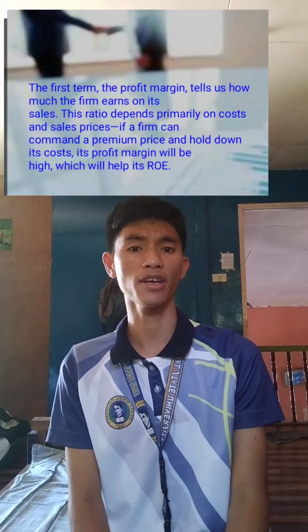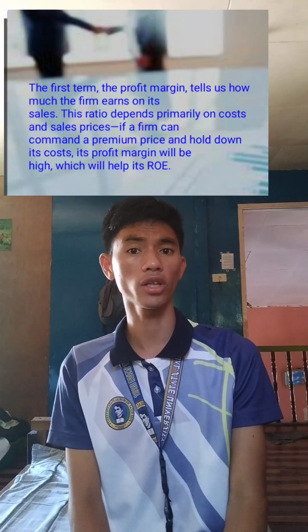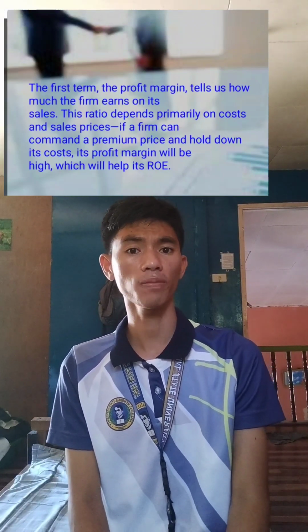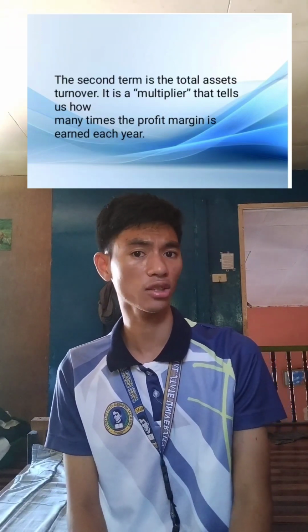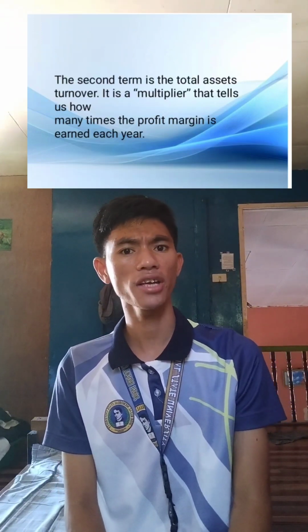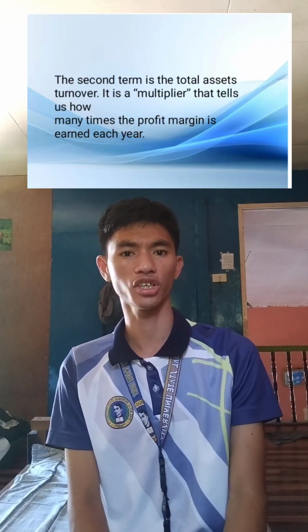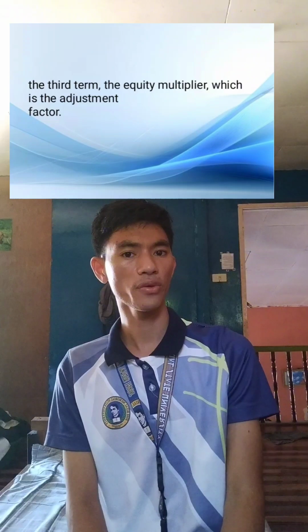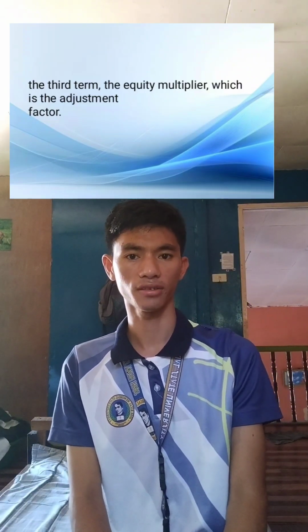If a firm can command a premium price and hold down its costs, its profit margin will be high, which will help its ROE. Second, we have the total asset turnover. It is the multiplier that tells us how many times the profit margin is earned each year. Lastly, we have the equity multiplier, which is the adjustment factor.